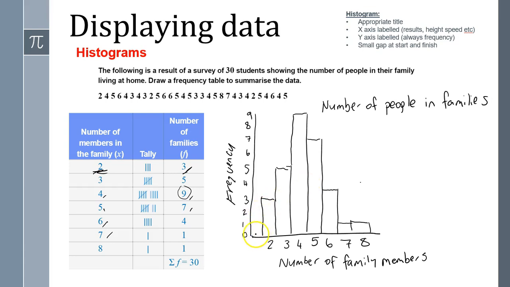So gap at the front, gap at the end, my axes are labelled, and I've got a title, so I'm all done. Okay, and that comes to the end of our little statistics unit. That's everything that we're going to cover in our test, as well as a little bit extra just to keep you awake. And it might also help with your assignments. So let me know if you've got any questions about it. Otherwise, good luck.